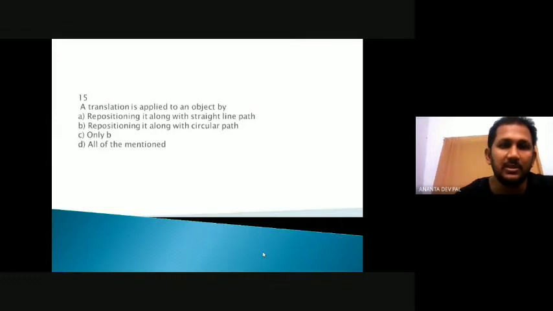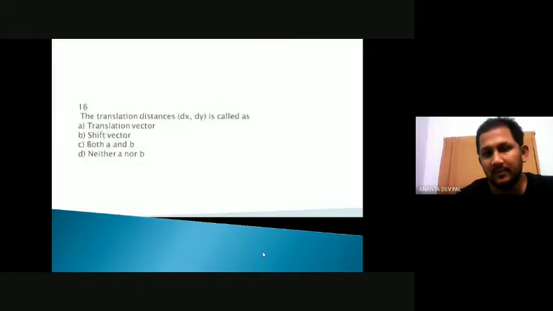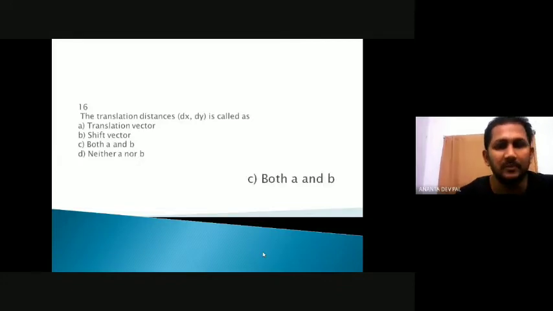Transformation is applied to an object by repositioning it along a straight line path, or repositioning along a circular path. Only B. Translation is always a straight line path. Translation distance dx and dy is called translation vector, shift vector, or both A and B. It's both A and B.